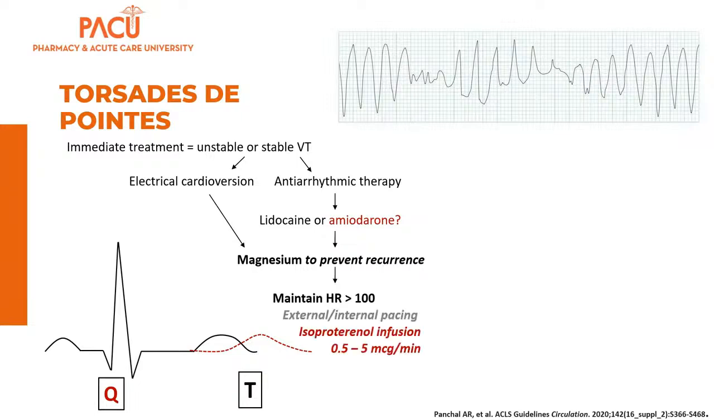Last, torsades is more likely to occur in the setting of bradycardic patients. These patients tend to have more PVCs, which can cause an early afterdepolarization, leading to torsades. So we want to maintain a heart rate of usually 100 or greater, either done with overdrive pacing, or we can use a pure beta agonist such as isoproterenol to increase the heart rate.